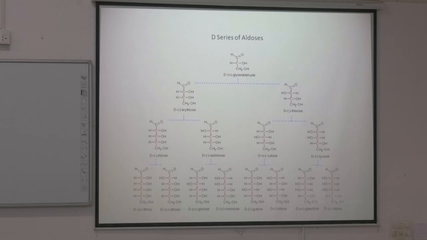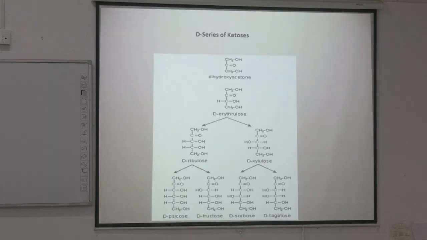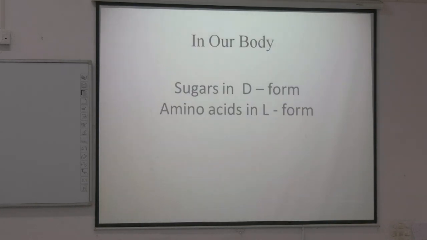correct? Fine? Now see among the, which one? This is also livorotatory, fructose. Now most of the sugars in our body are in D form and amino acids are in L form. The opposite is possible? Yes. Can you name a sugar which is in L form?